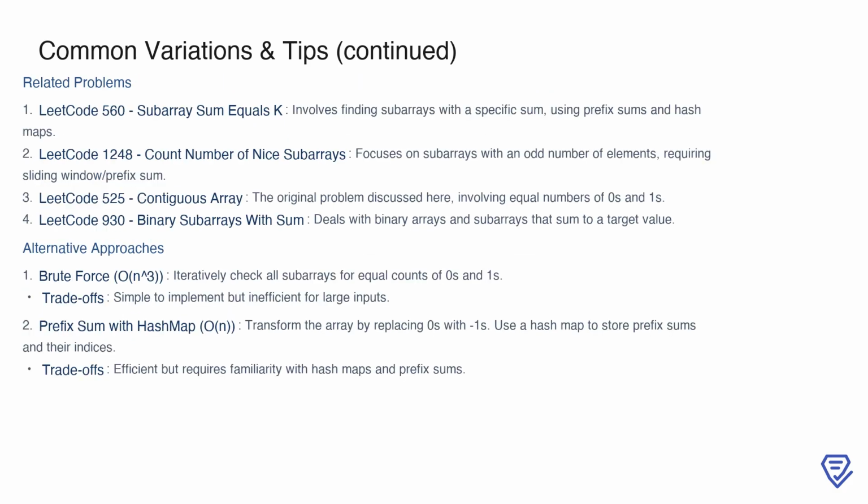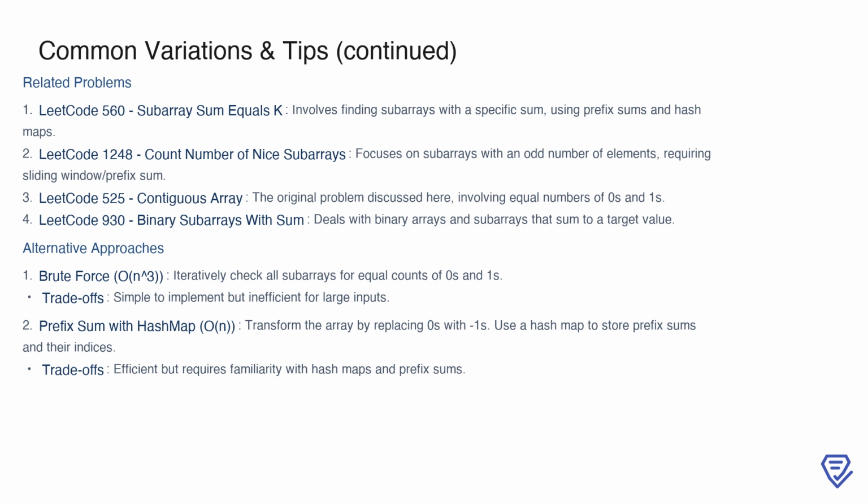Now let's explore related problems and alternative approaches. Several LeetCode problems share similarities with the contiguous array problem, making them excellent practice. For example, problem 560, subarray sum equals k, uses prefix sums and hash maps to find subarrays with a specific sum. Problem 1248, count number of nice subarrays, focuses on subarrays with an odd number of elements, often solved with sliding windows or prefix sums.